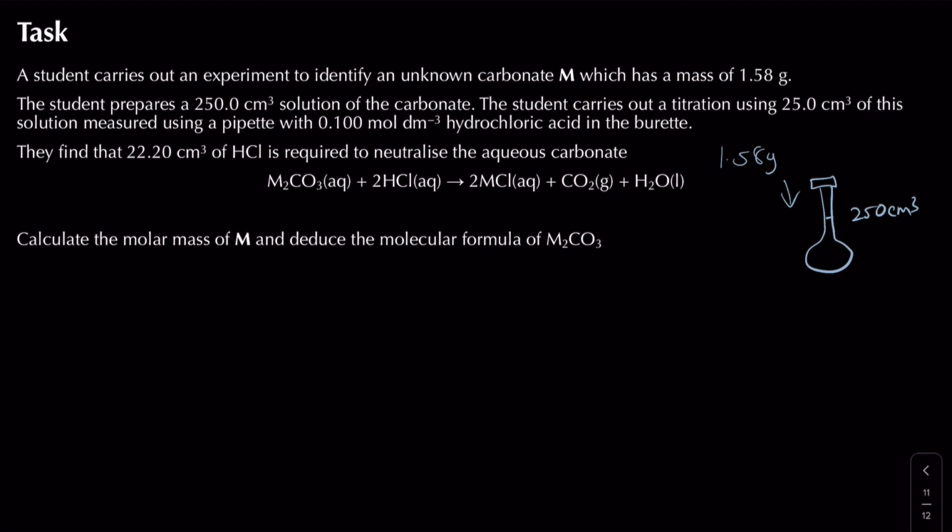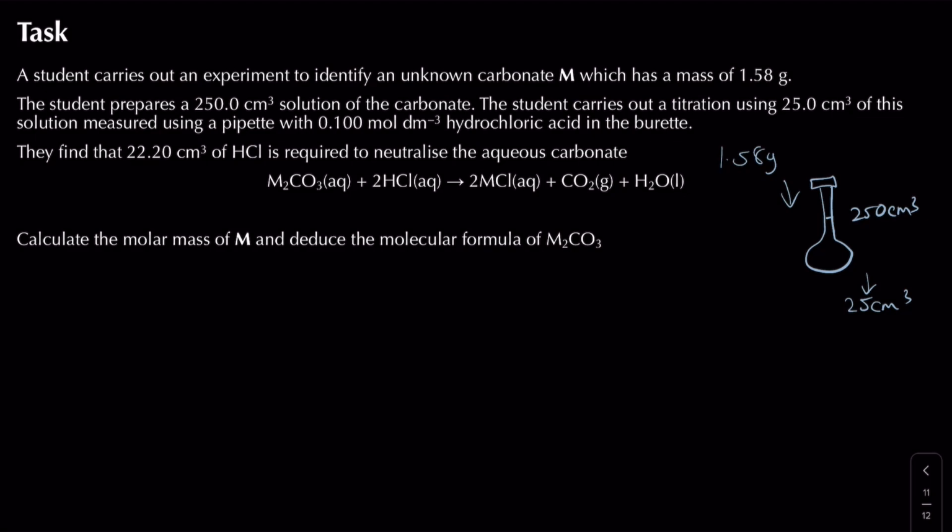We're told that the student carries out a titration using 25 centimeters cubed of this solution, and that's going to be measured using a pipette with 0.1 mole per decimeter cubed of hydrochloric acid in the burette. So in that case, that's going to go in our conical flask in this case, because remember, it could go in the burette, could go in the conical flask, but normally the bases go in the conical flask. And so yeah, we have got 25 centimeters cubed of this solution.